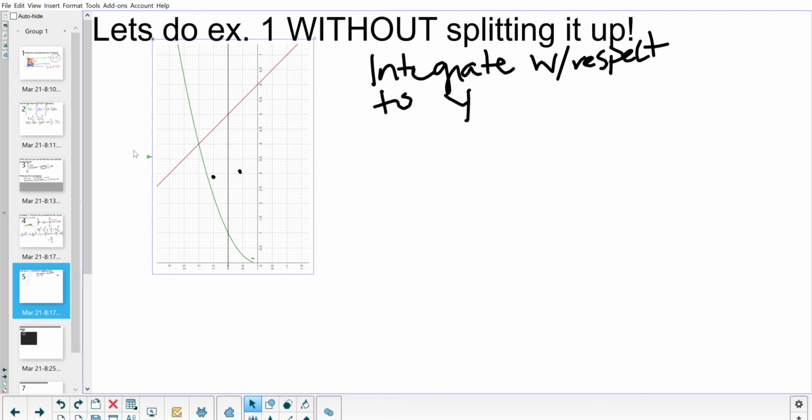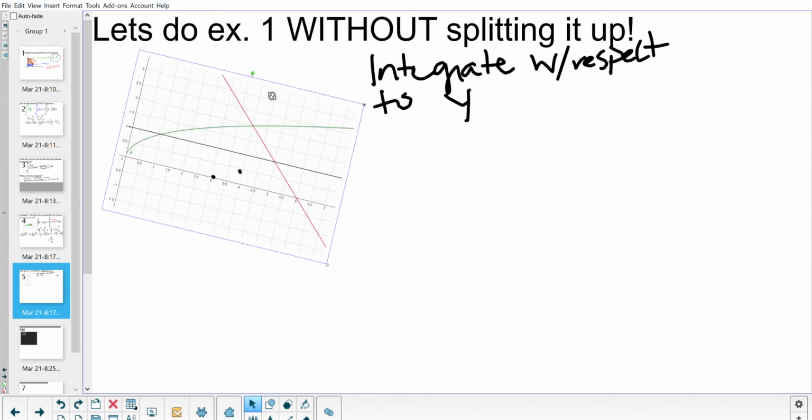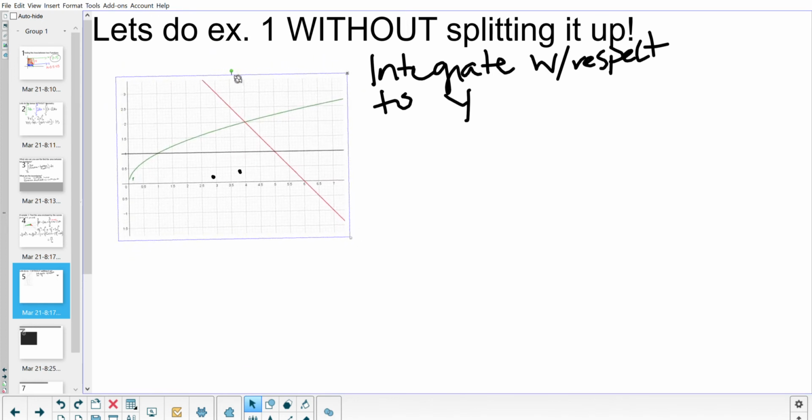If I do it like this, the top curve is always the same. As you look and move left to right, it's always the same curve. It's always this one that is on top. So there's no need to split it up. So I kind of want to generalize this whole integrating with respect to y.